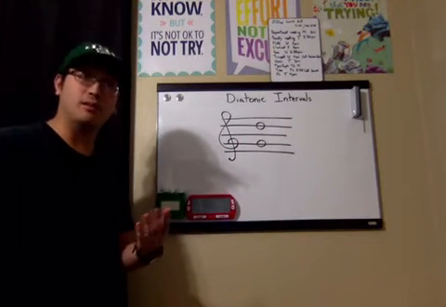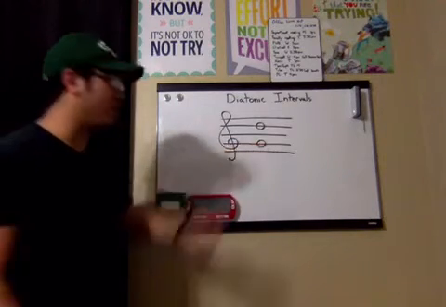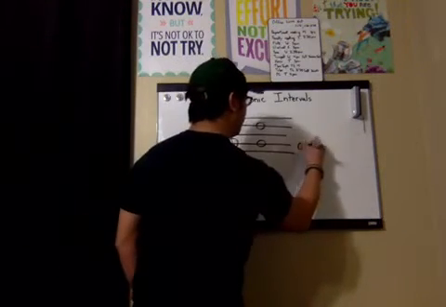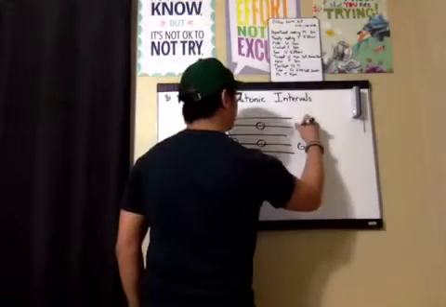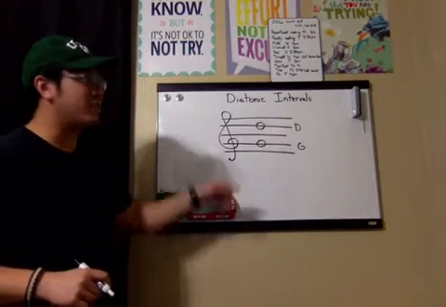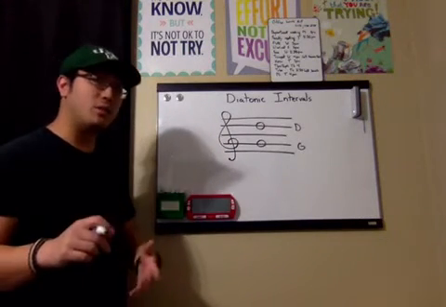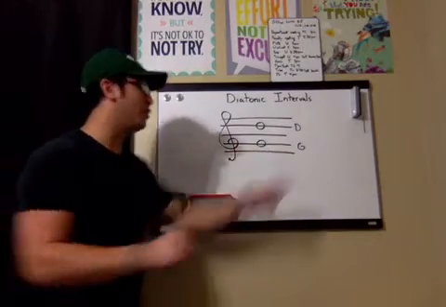So step 1, figure out what the notes are. This bottom note is G, and the top note is D. From here, the next step is to identify the key note. The key note is always the lower note. Our key note here is G.